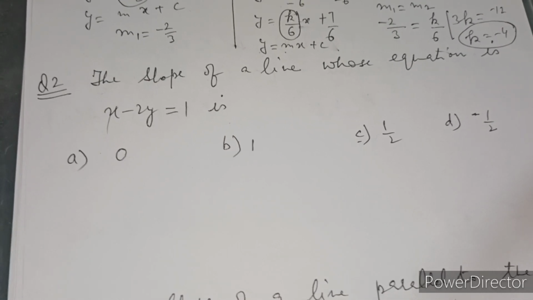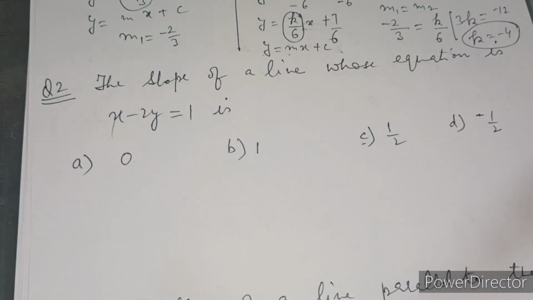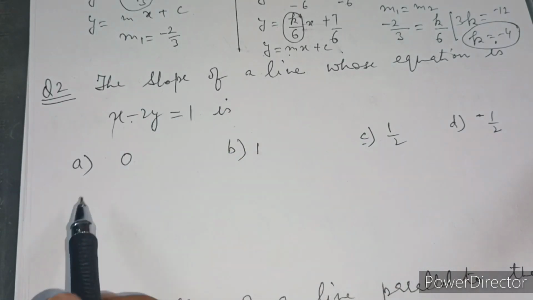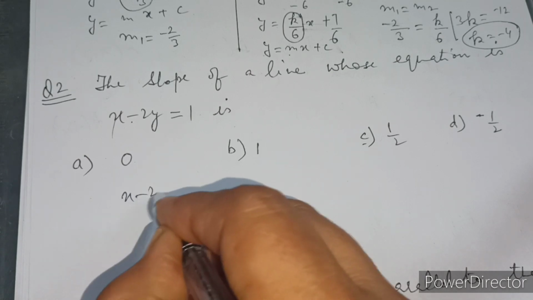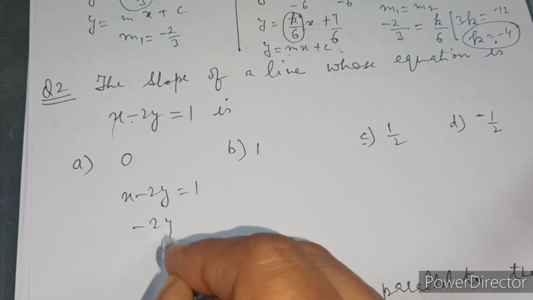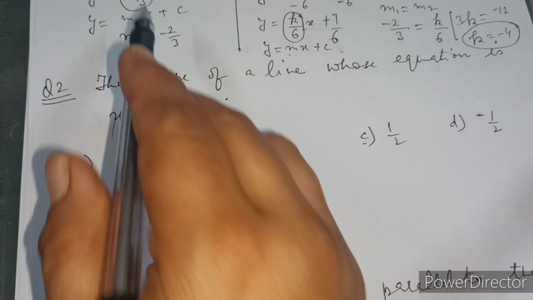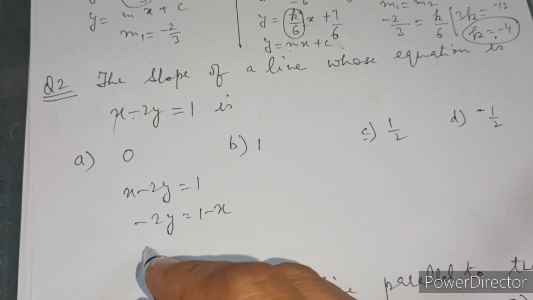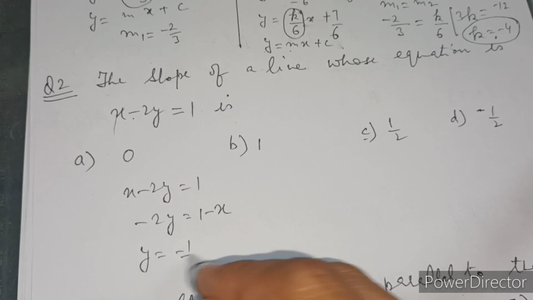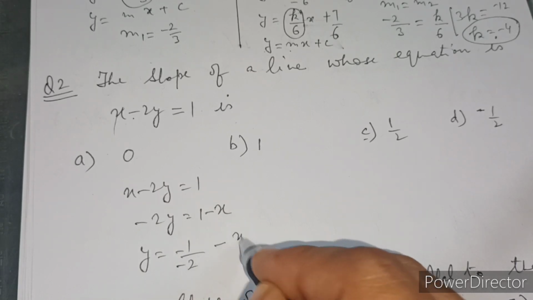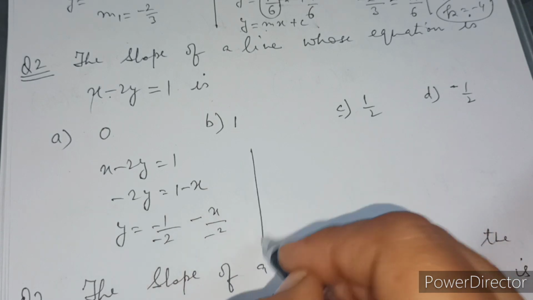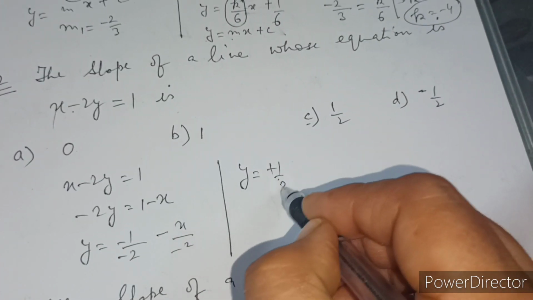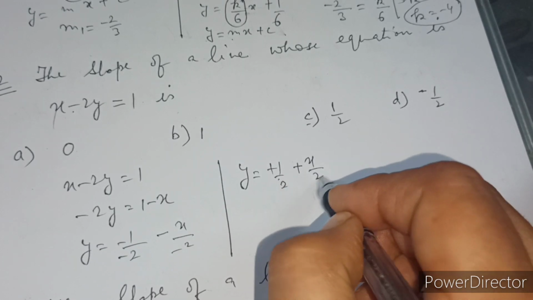Then we have question number 2, which asks for the slope of a line whose equation is given. We simply need to find the slope of the line. The options are given. The line is x minus 2y equal to 1. Simply put it in the form y equal to mx plus c, exactly the same way as the previous question. It will be 2y equals x minus 1, or y is equal to x upon 2 minus 1 upon 2. That is, y is equal to x by 2 minus 1 by 2.